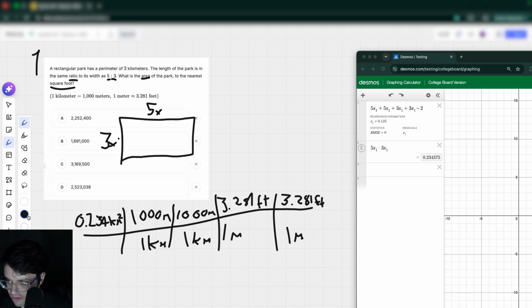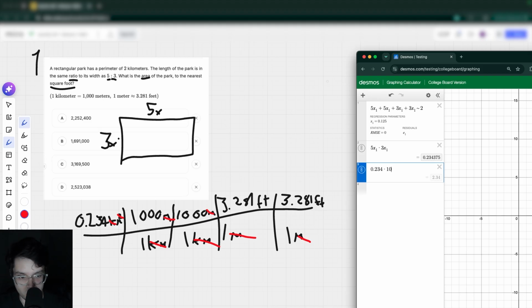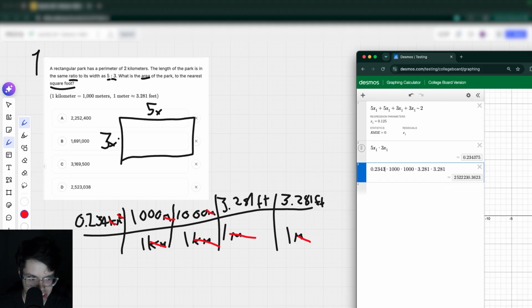Okay, just to check to see if everything is right, we can just cancel everything out to make sure it works. So cancel 2 kms, 2 meters. And yep, we have feet, 2 of them, because that would make sense to be feet squared, square feet. 0.234 times 1,000. I'll just put in these extra decimal places real quick. Okay, yeah. So we can see here definitely would be D for the answer of this 2,523,000 number.